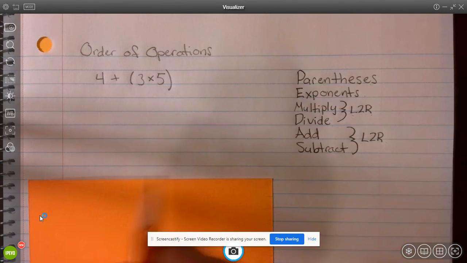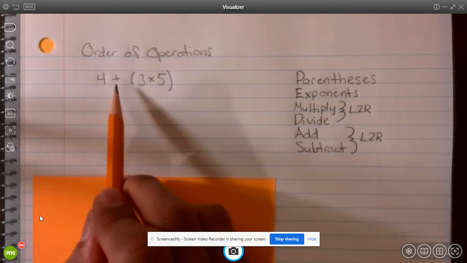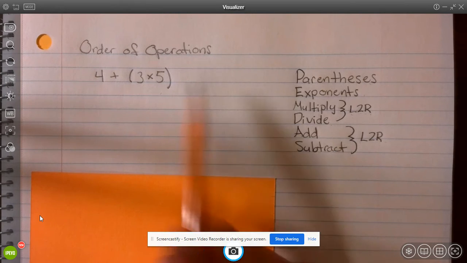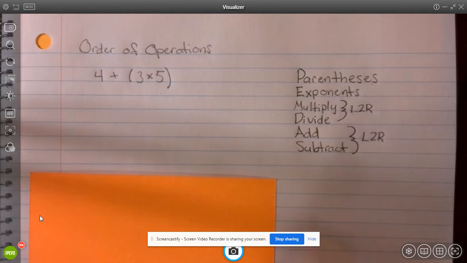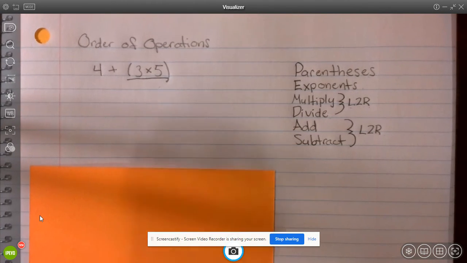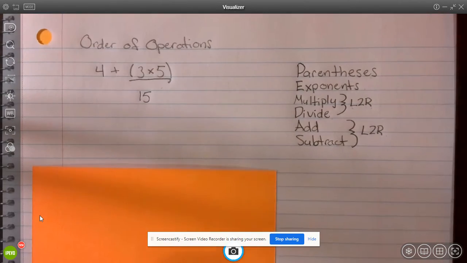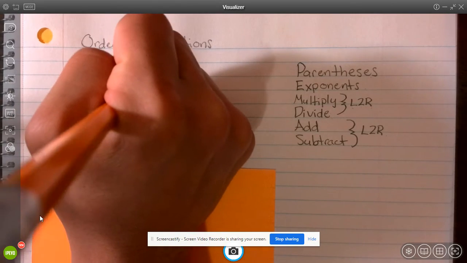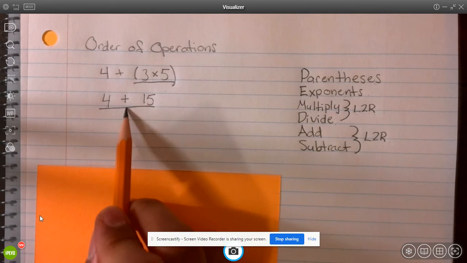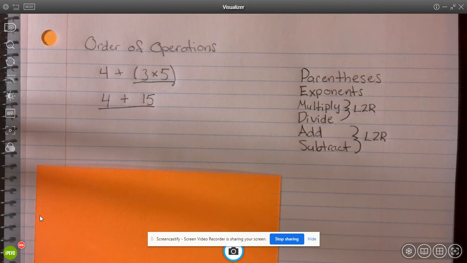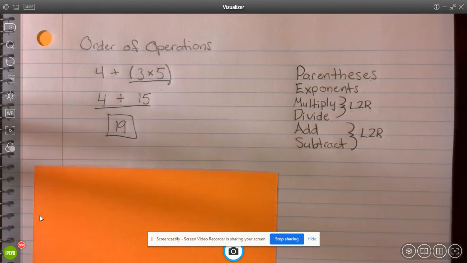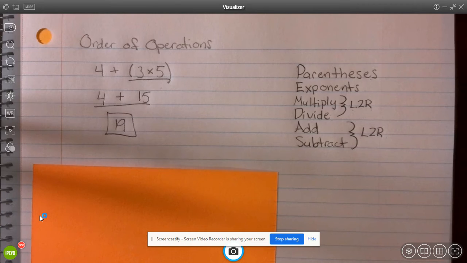So let's do this one together. We have 4 plus parentheses 3 times 5, close parentheses. Remember our first step is parentheses. So I'm going to underline my first step. 3 times 5, which is 15. I'm going to bring down my 4 and my addition sign. My last step is 4 plus 15. 4 plus 15 is 19.